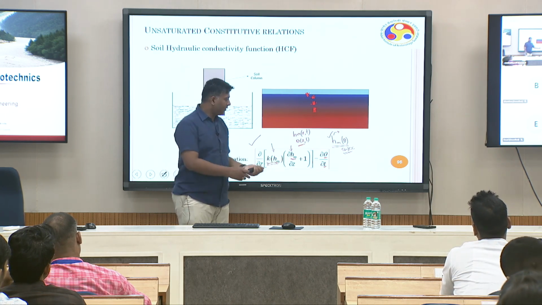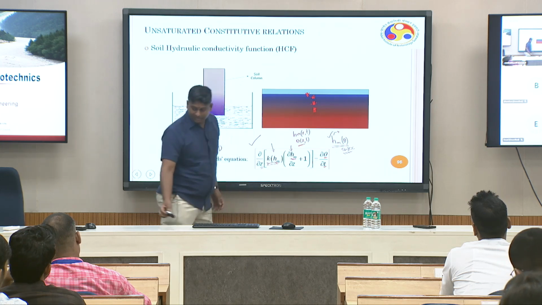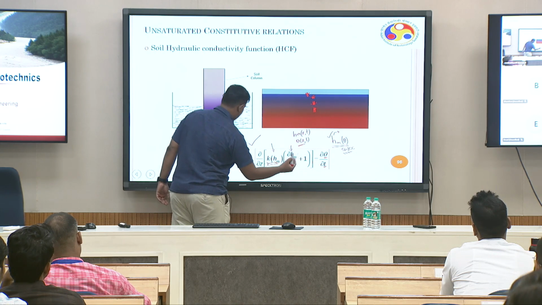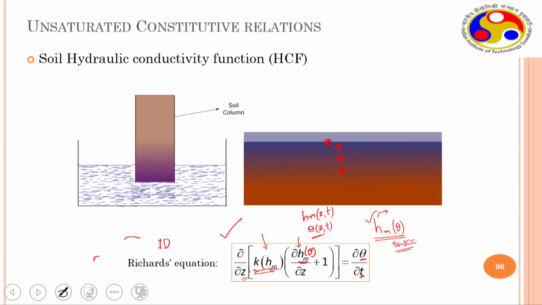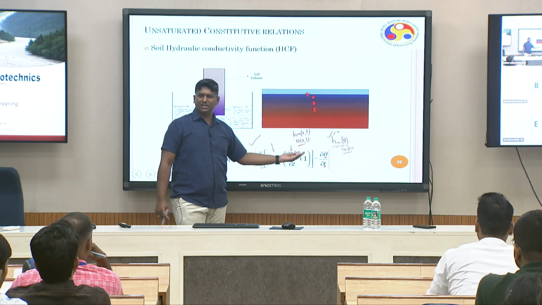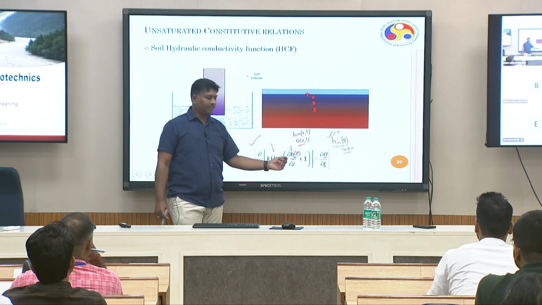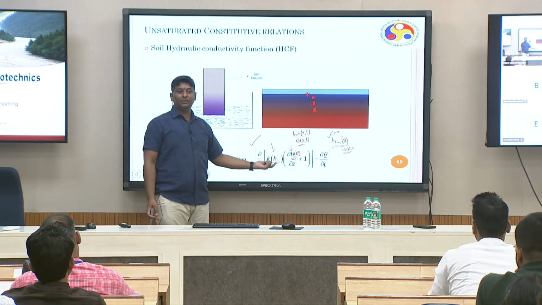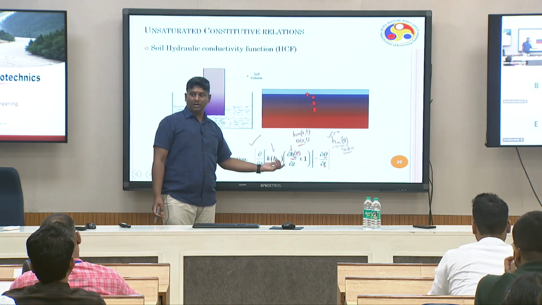Similarly, HM is also dependent on something else, right? That is theta. So the variation of HM with respect to theta is nothing but the soil water characteristic curve, suction versus theta. That's what we've been describing so far. And this is hydraulic conductivity variation with respect to either suction or volumetric water content.